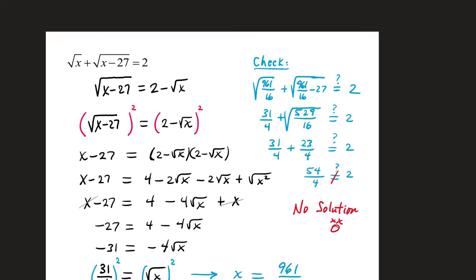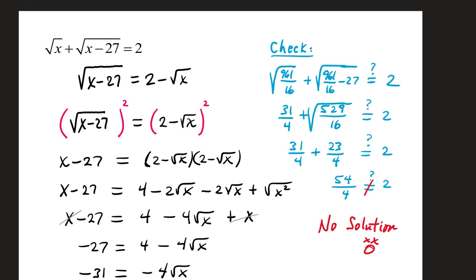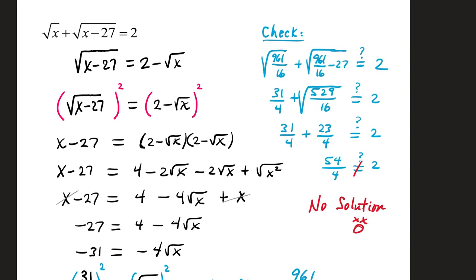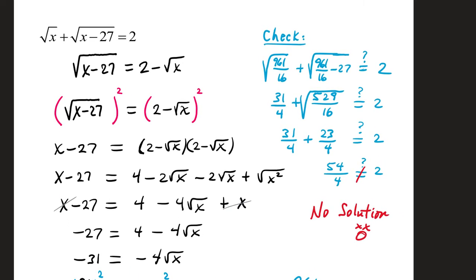Our last example, we have square root of x plus square root of x minus 27 equals 2. This problem has 2 radicals in it, so I'm going to isolate the more complicated one. So let's subtract a square root of x. Once you get your more complicated radical isolated, square both sides to remove your square root. That's going to leave an x minus 27 on the left side.